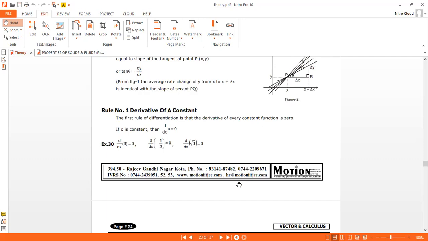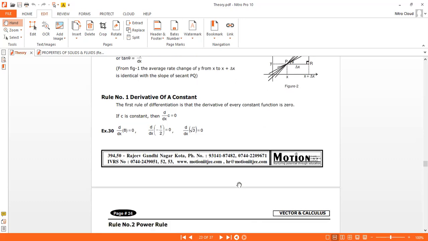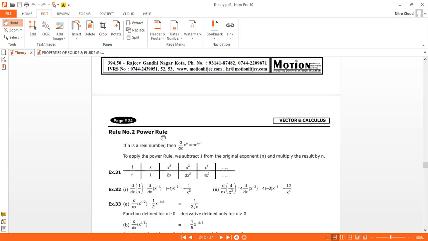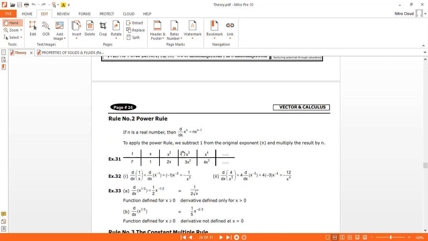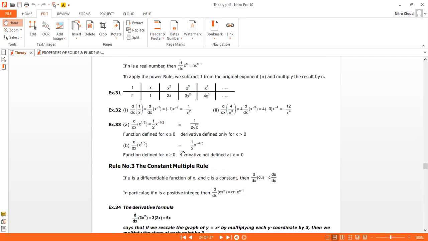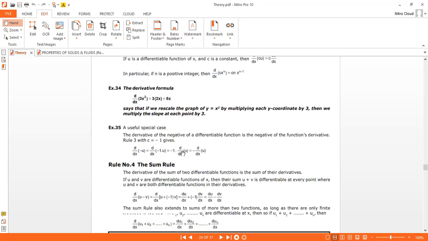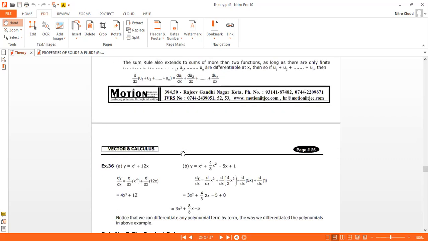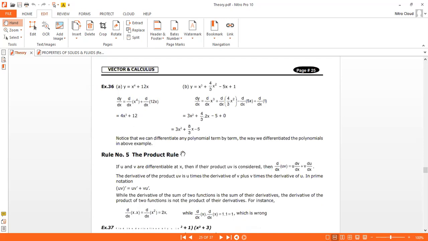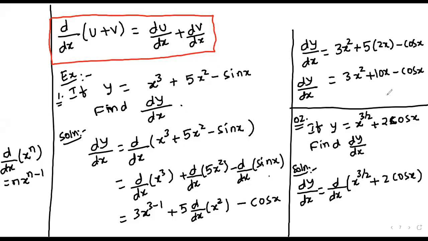See, first rule number 1, derivative of a constant. And the power rule, this one, x power n. They gave the example, and multiples, like this. This document is on mathematical tools which are used in physics. That document I'll give you. I'll share it in our WhatsApp.